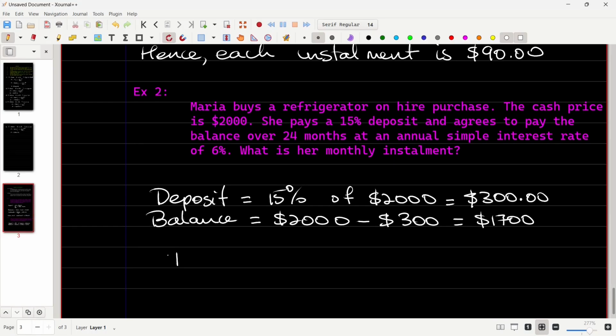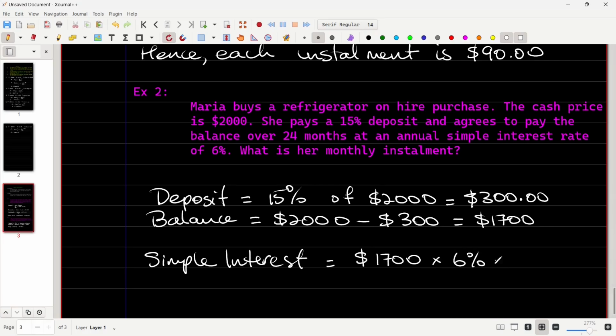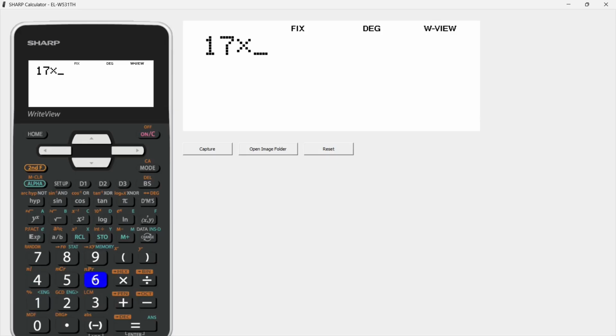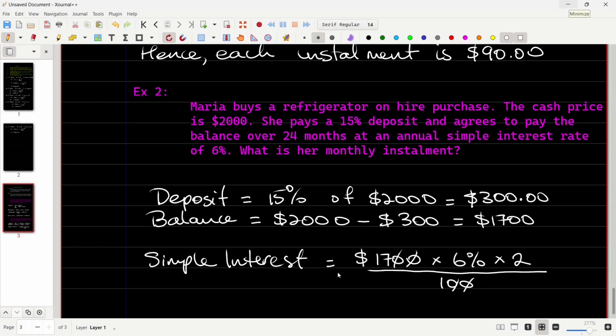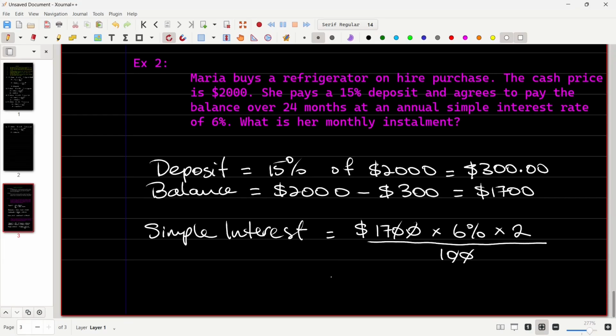So the interest, or I should say simple interest, would be equal to your principal, which is your 1,700, by your rate, which is 6%, by your time, which is 2 years, so that's what 24 months is equal to, divided by 100. So 17 times 6 times 2. And our answer is 204. So the interest that she has on that item is $204.